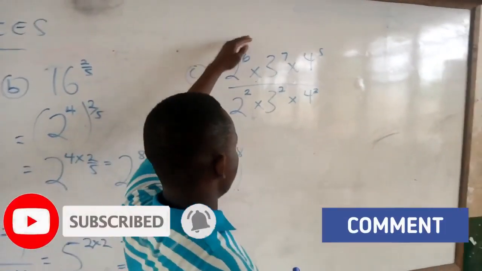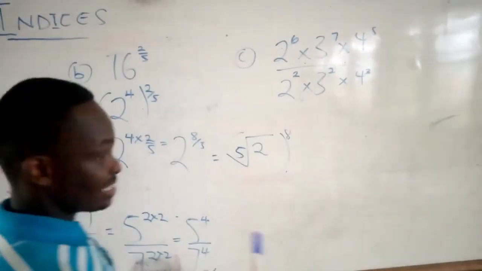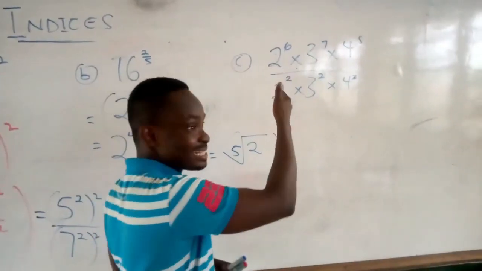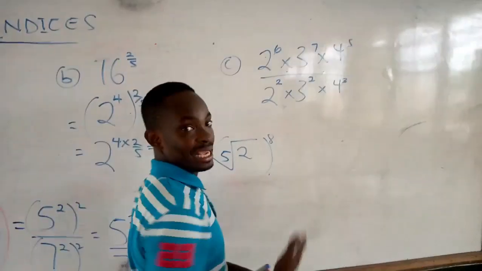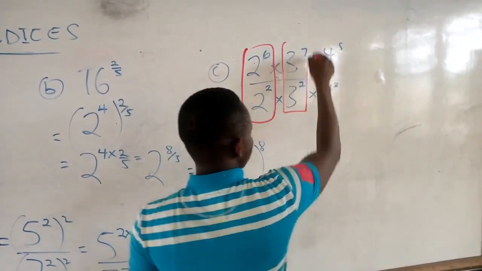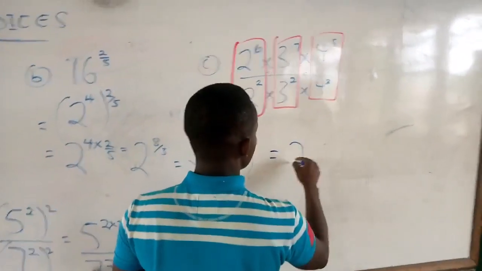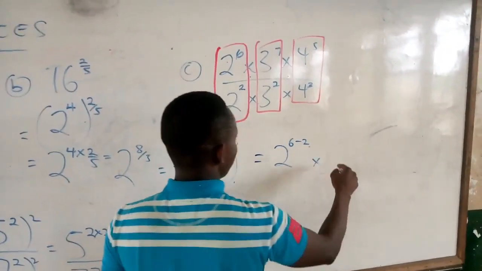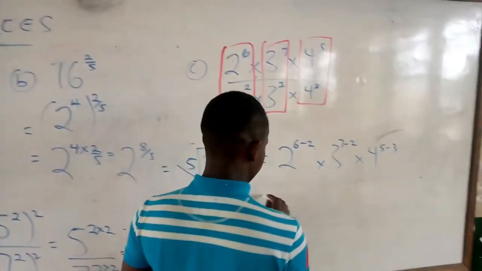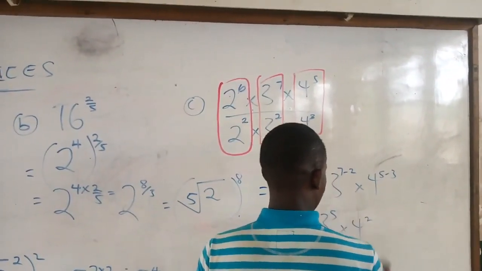Now to the next question: 2 to the power 6 times 3 to the power 7 times 4 to the power 5, all over 2 to the power 2 times 3 to the power 2 times 4 to the power 3. Now you take it with the corresponding bases. This one is one set, this is another set, this is another set. So from our second law, this becomes 2 power 6 minus 2 times 3 power 7 minus 2 times 4 power 5 minus 3. So it becomes 2 power 4 times 3 power 5 times 4 power 2.